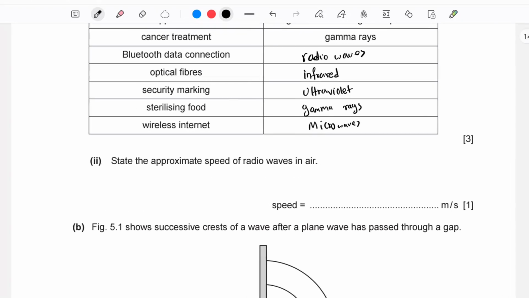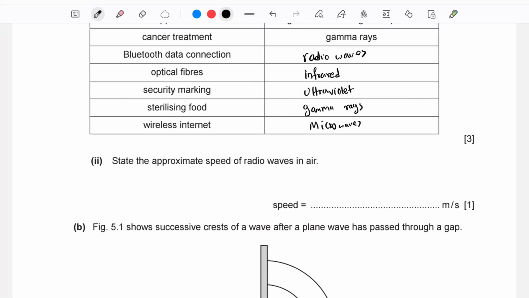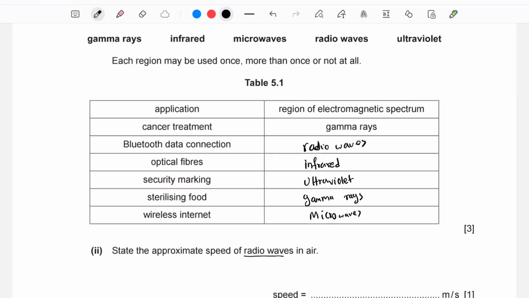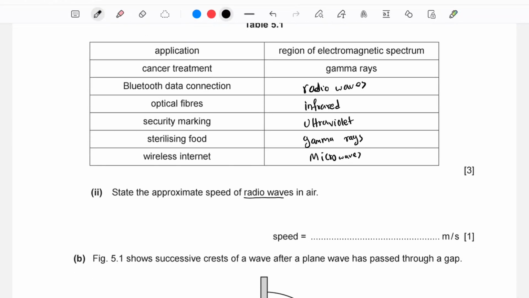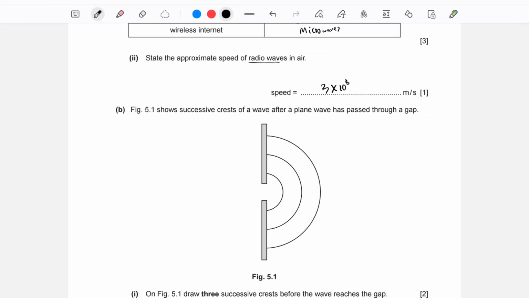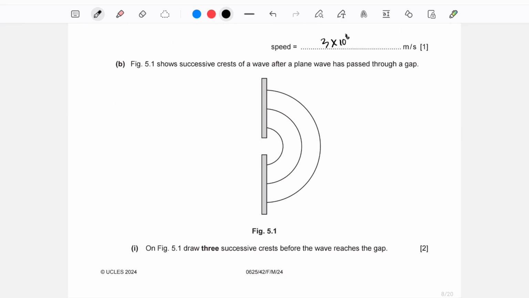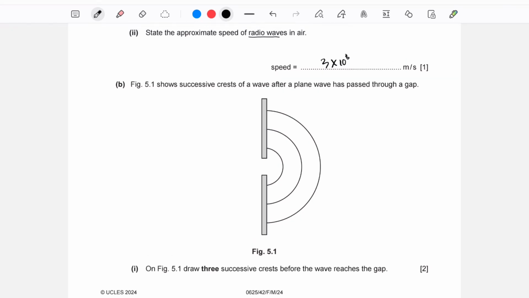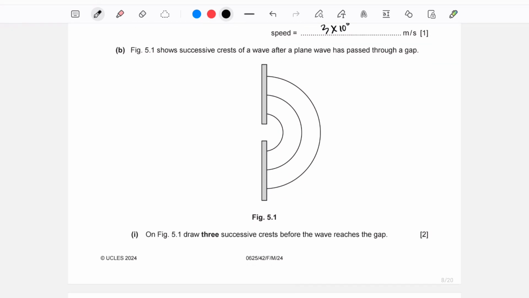State the approximate speed of radio waves in air. The approximate speed of radio waves is the same as the speed of light, so it's 3 into 10 to the power 8. Part B. Figure 5.1 shows successive crests of a wave after a plane wave has passed through the gap. On figure 5.1, draw 3 successive crests before the wave reaches the gap. So we are supposed to draw 3 successive crests before this.